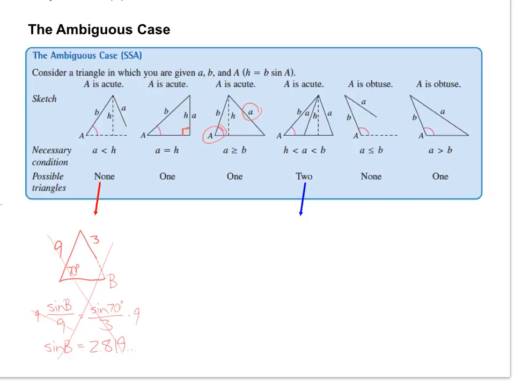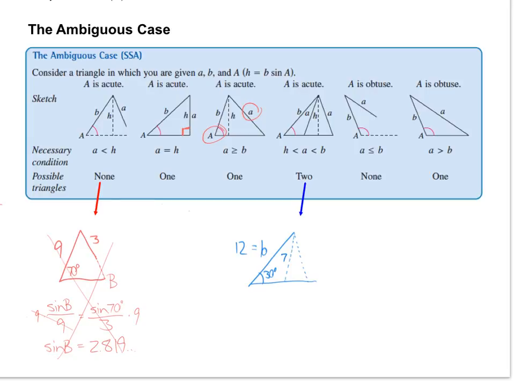Now, let's look at an example of this one. Let's say that we know this side here is, say, 12. And let's say we know this angle right here is, say, 30 degrees. And we know the side across from the 30-degree angle is 7.